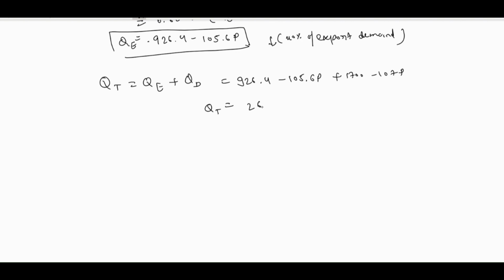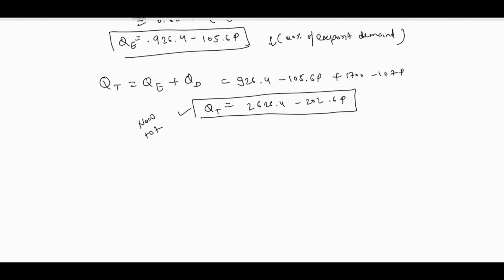So total demand would be 2626.4 minus 202.6p. We just have to find the total demand. This is our new total demand after the fall in export demand.